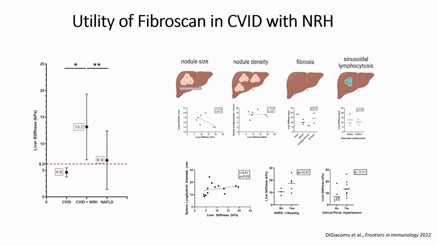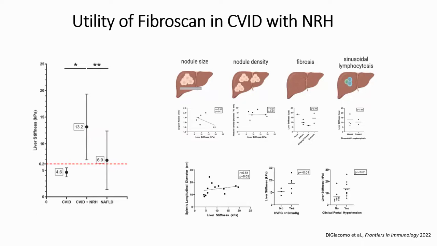And getting back to this concept that NRH can have these multiple features on histopathology, we wanted to understand which, if any, of these were driving that elevated liver stiffness. This is the data you're looking at on the top. We looked at nodule size, nodule density, fibrosis, the type of fibrosis we were seeing, and sinusoidal lymphocytosis. We looked at them as single and composite scores, and no single or composite feature could really say, this was what was driving up this liver stiffness measurement.